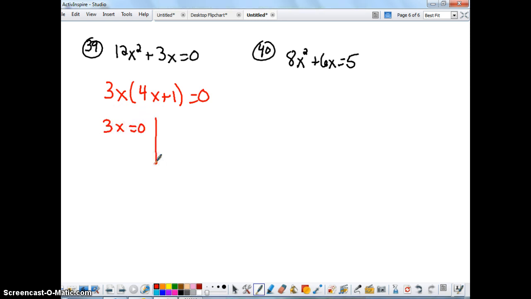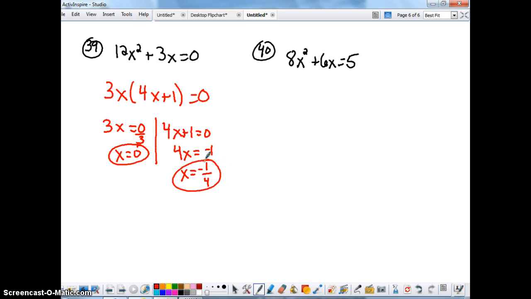You just set each part equal to 0: 3x equals 0, 4x plus 1 equals 0. And you get x is equal to 0 when you divide by your 3. Remember, 0 divided by anything is 0. That's my first answer. Subtract your 1, 4x equals negative 1. Divide by that 4, x is equal to negative 1 over 4.